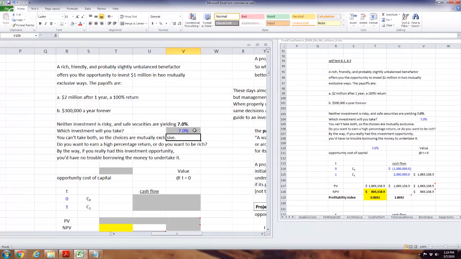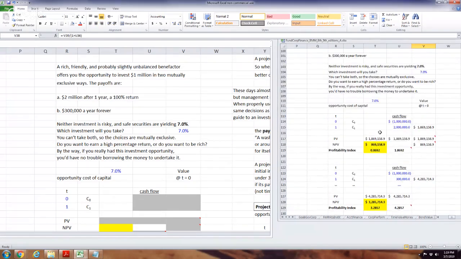So this is a 7% return right here. Okay, and I think we rewrote it down here for whatever reason. Over here, that's the opportunity cost. So a rich, friendly benefactor is offering you to invest. Looking at this, you can invest $1 million in two opportunities. One of them is $300,000 annual return in dollars to infinity, and the other is $2 million after a year, a 100% return. Which one has the higher present value? This is a very good problem, and we're going to look at that.